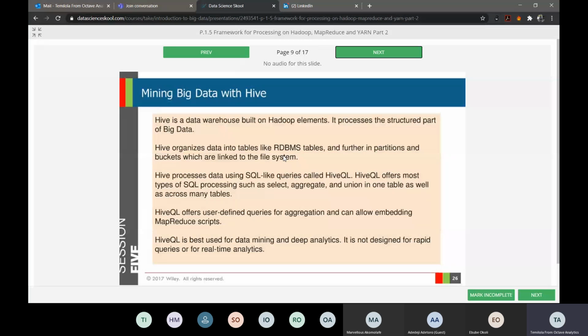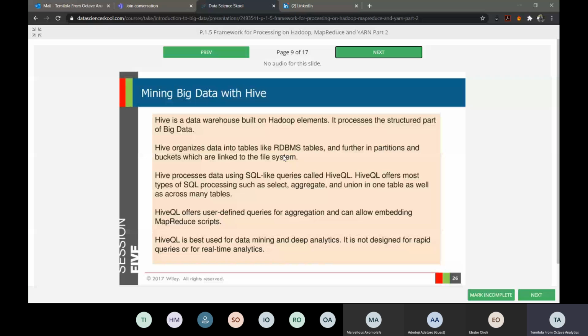Then, like I told you, it permits table partitioning. Then it permits bucketization of data on the file system. Then with your Hive, you can run processes using SQL-like queries through the implementation of your HiveQL. As you can see, HiveQL offers most types of SQL processing, such as select, aggregate, union. Some of those SQL-like queries you guys would have played with today in the morning. Your Hive permits that.